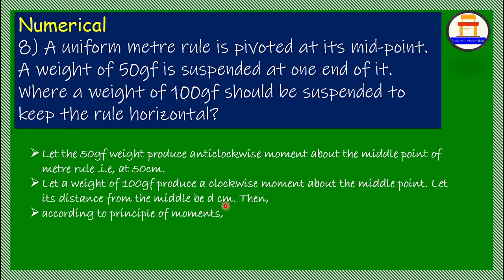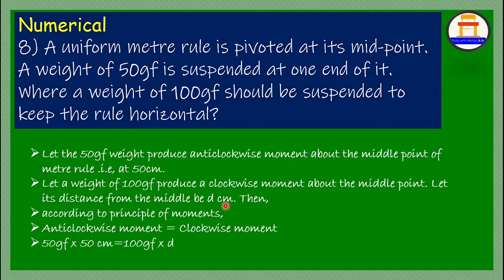According to the principle of moments, the anticlockwise moment is equal to the clockwise moment. So 50 gf into 50 centimeter equals 100 gf into d. Upon simplification we get d as 25 centimeter on the other side.